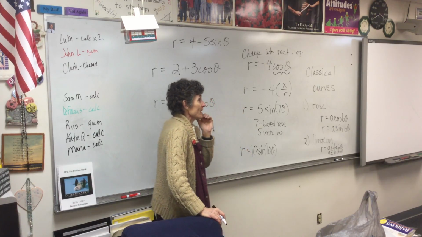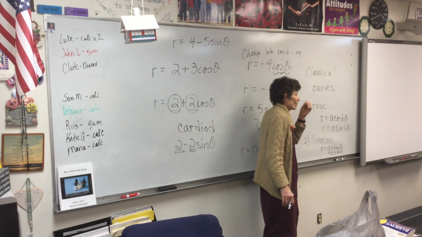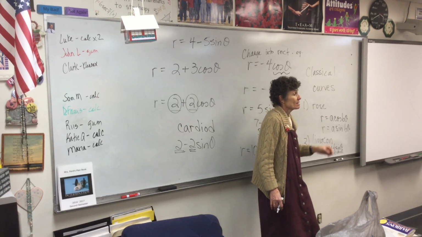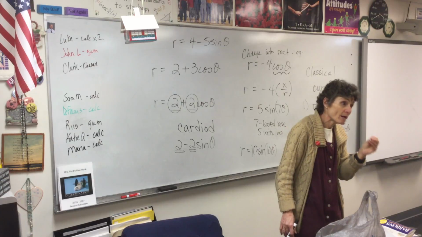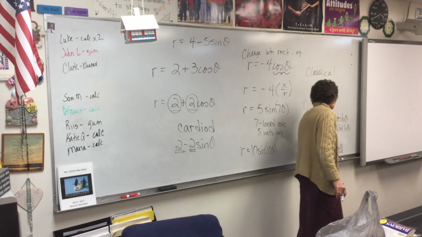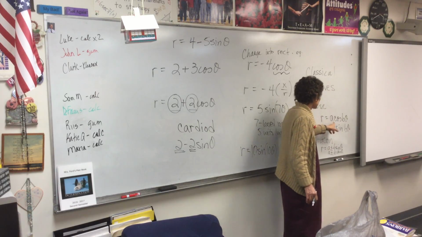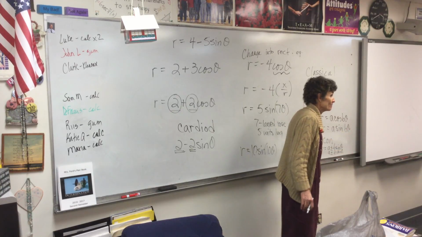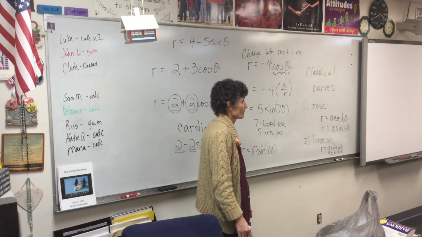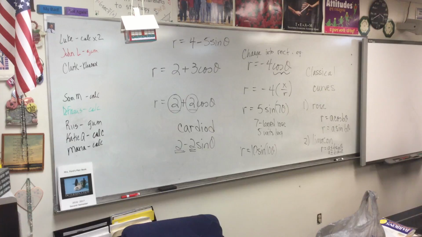So we got two more families to consider, two more families of the polar curves. Right now, we talked about the rose and the limaçon. You can tell those equations apart because the limaçon equation is always going to have a plus or a minus. The rose equation is never going to have a plus or a minus. It's a multiplication. Okay?